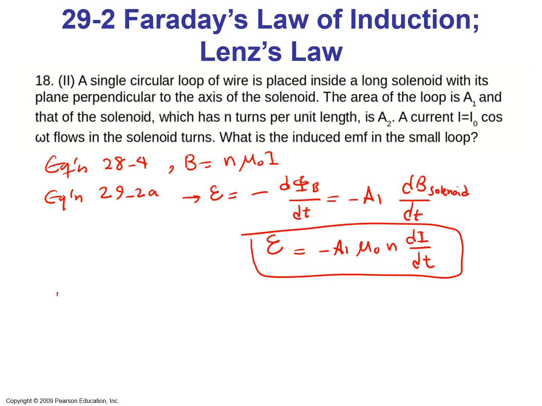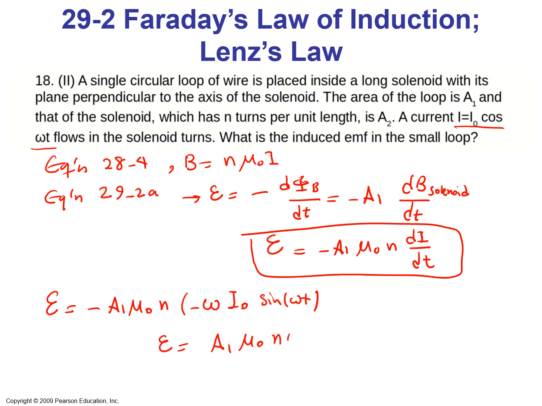So let's plug in the values. So the EMF is equal to minus A1 mu naught N, and the derivative of I with respect to t is equal to minus omega I naught sine omega t. Let's put everything together. We have A1 mu naught N omega I naught sine omega t.